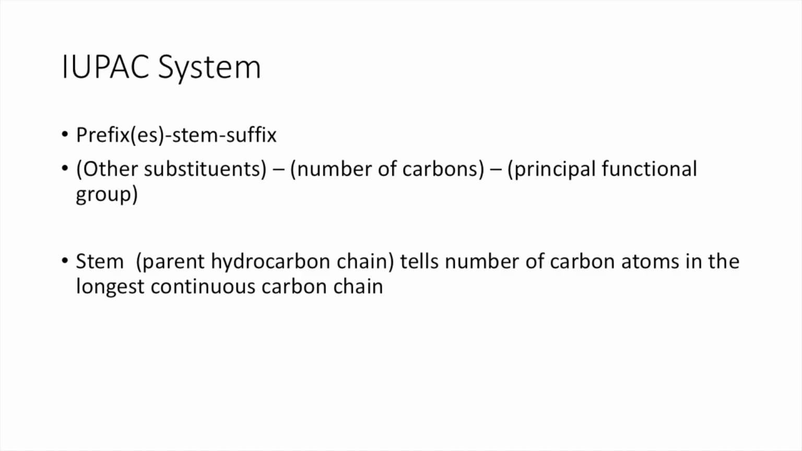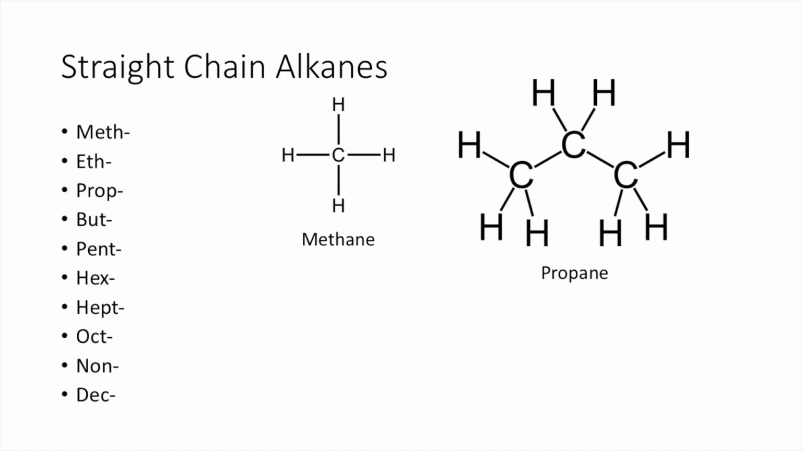Firstly, the stem is the number of carbon atoms in the longest continuous carbon chain. For a compound with one carbon atom, we will use Meth. For a compound with two carbon atoms, we will use Eth, and so on and so forth. Notice that the names are actually derived from their respective shapes. For example, a 6-carbon alkane will be called hexane, which actually makes sense because a hexagon is a 6-sided figure, and that is how the name is derived. So looking at the examples beside, methane, which is a 1-carbon compound, and propane, which is a 3-carbon compound.